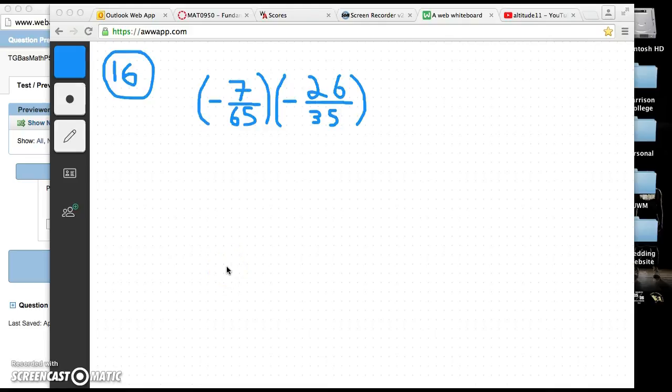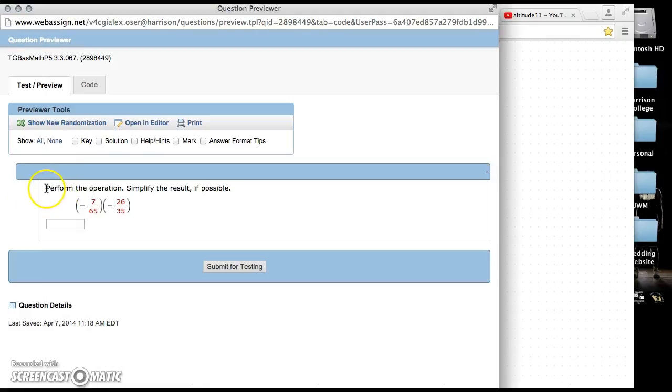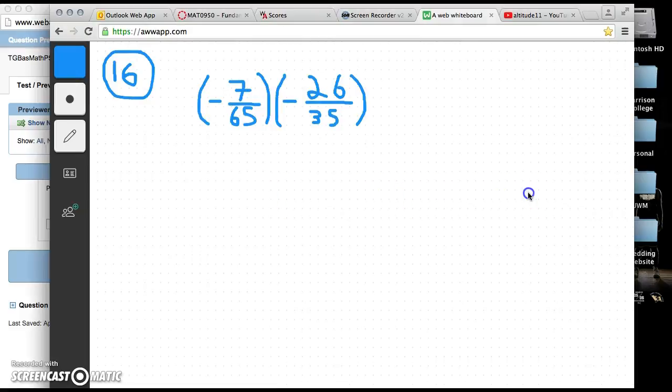All right, so this is problem number 16 from our chapter 2 and 3 quiz. Just double checking here on our instructions. It says to perform the operation and to simplify the result if possible. So what we have here is negative 7/65 times, remember this is multiplication if you do not see an operation in between these two numbers, negative 26/35. All right, so negative 7/65 times negative 26/35.